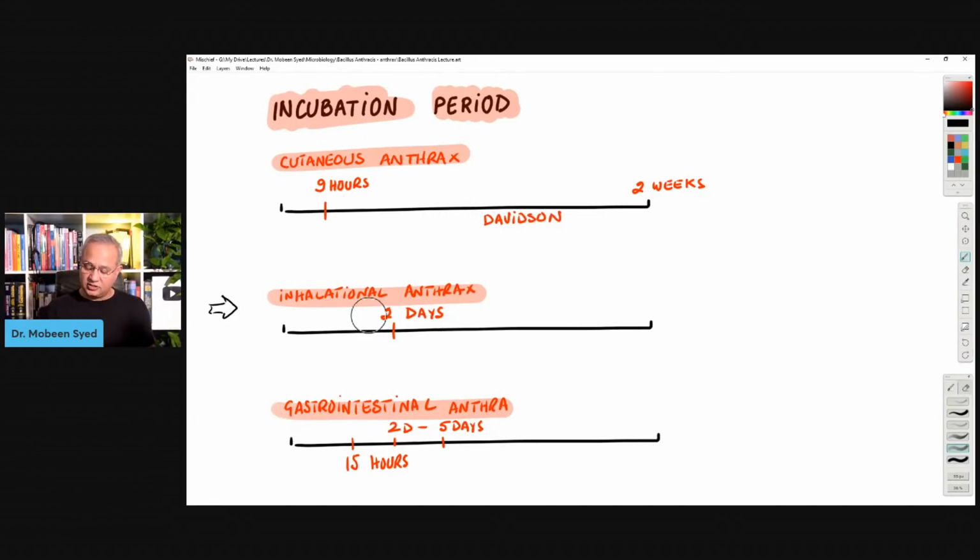Inhalational anthrax, 2 days. So if Bacillus anthracis goes through the nose or mouth and goes into the lungs, 2 days. And GIT anthrax can be 15 hours, can be 2 days, can be 5 days. So usually 2 to 5 days, but it can be as short as 15 hours as well.